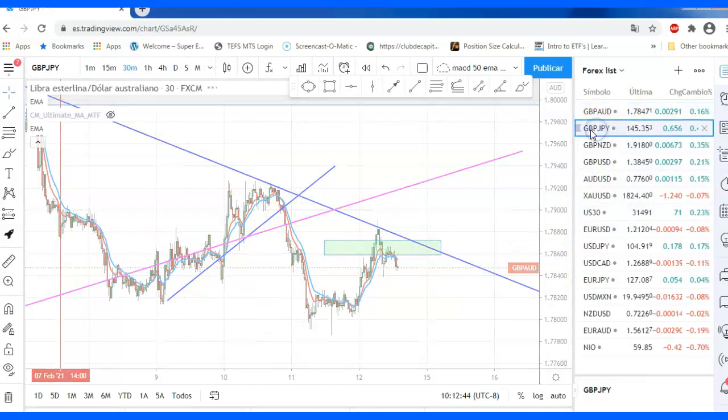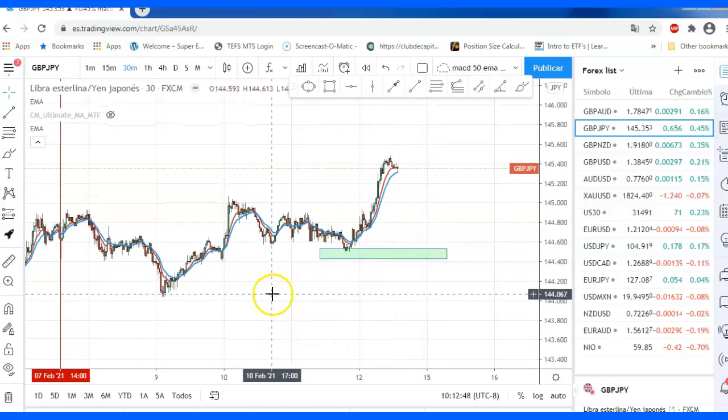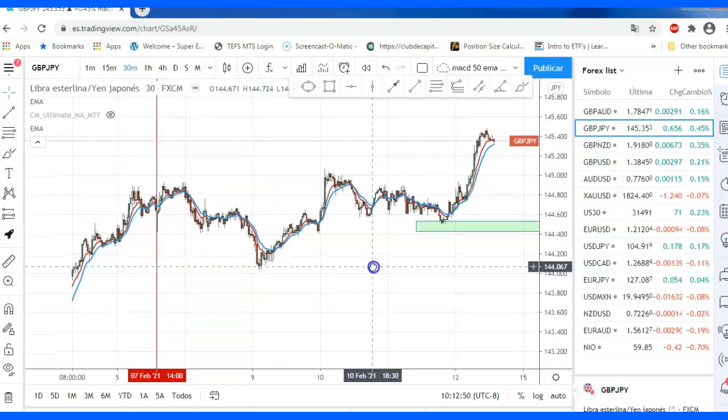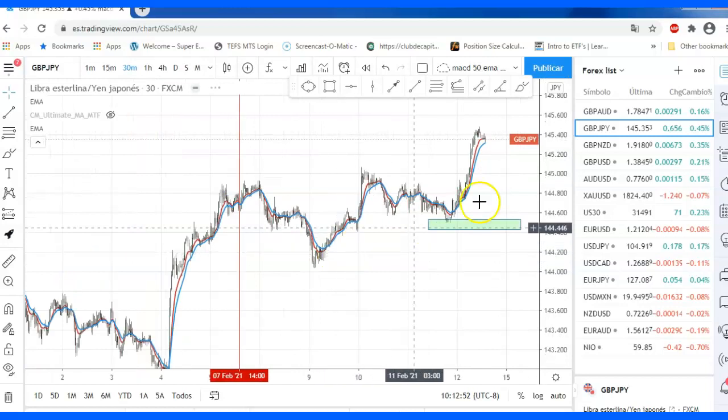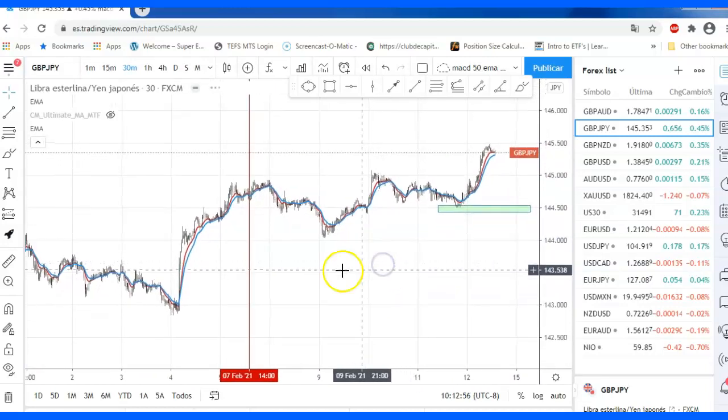Okay, UPJPY, and I'm showing you what happened this week. Okay, pretty much. So you can tell if this strategy worked or not. It works real good.